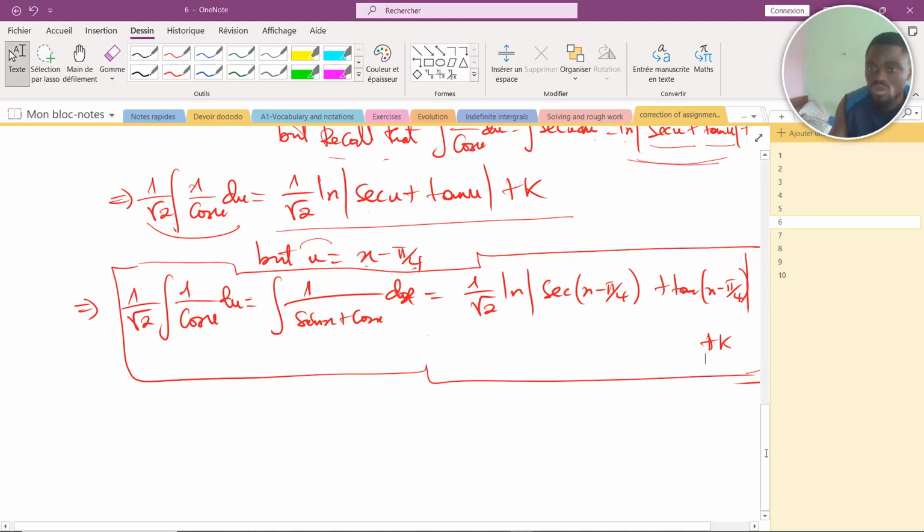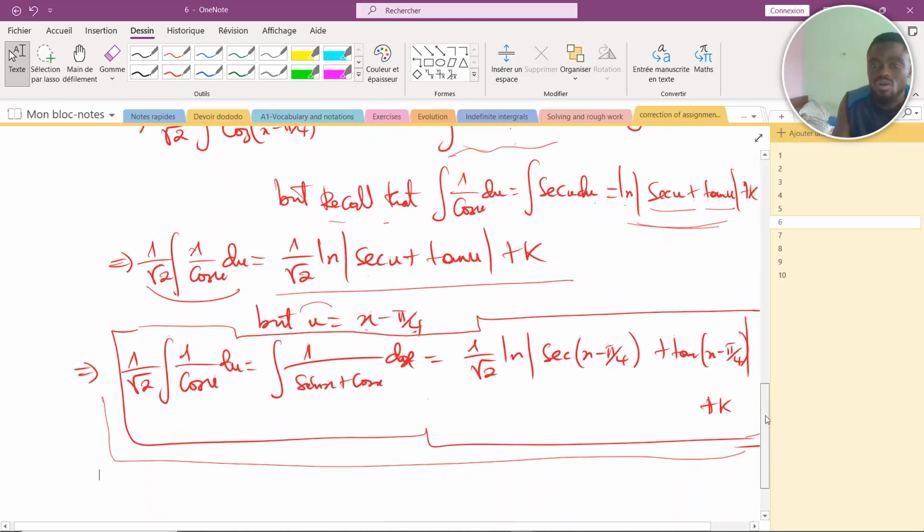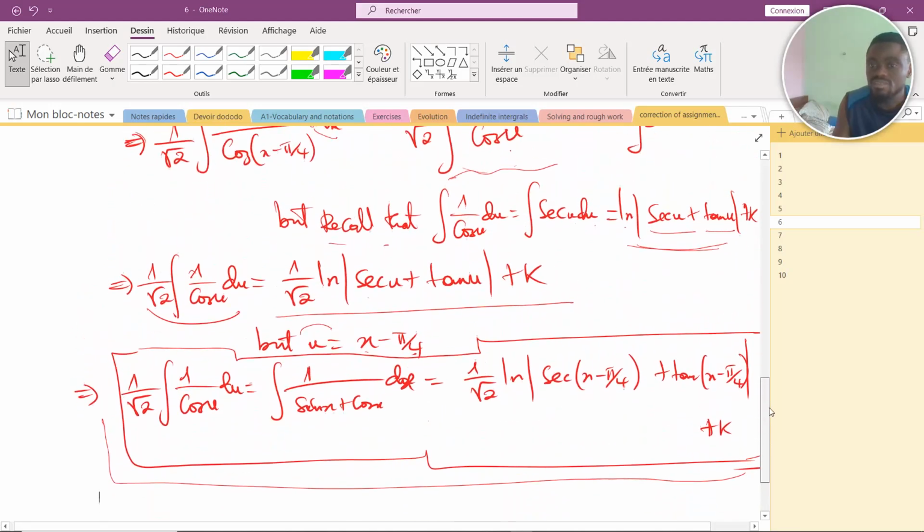Have you seen how we integrated this? So that's another way. This is another way of integrating this.